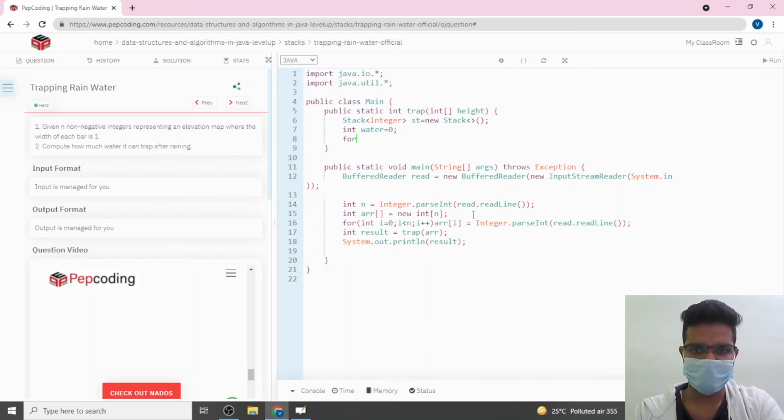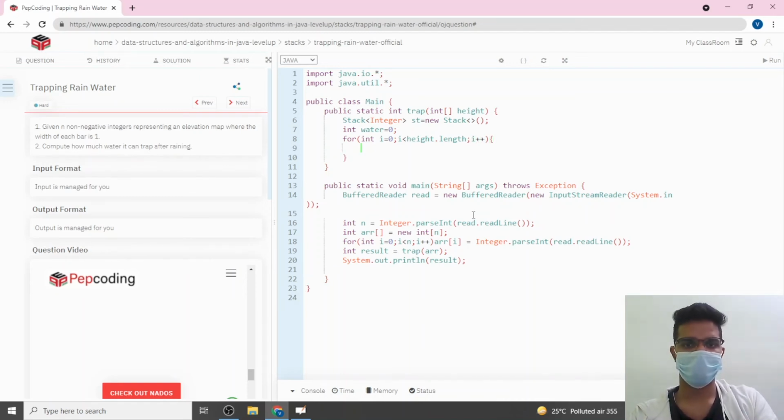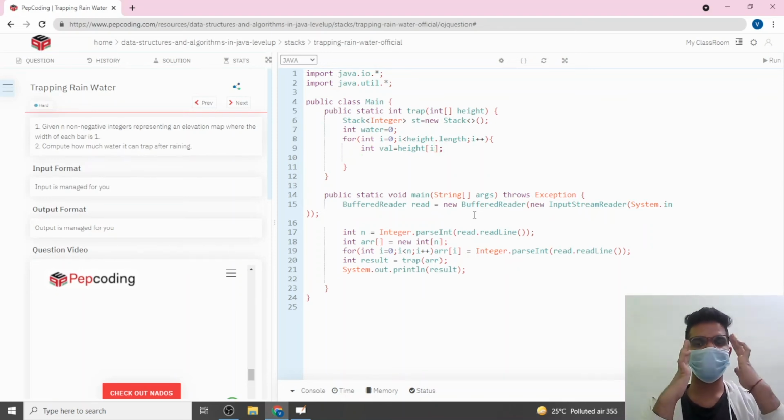So let's run a for loop, int i equal to 0, right? We are going to traverse all the height, height.length, i plus plus. Now first step, let's extract our height. So int value equal to height[i]. So that's our height. We extracted it.